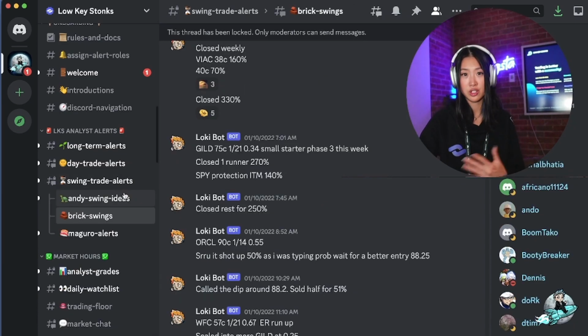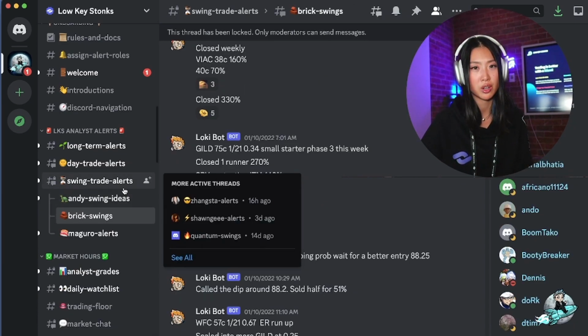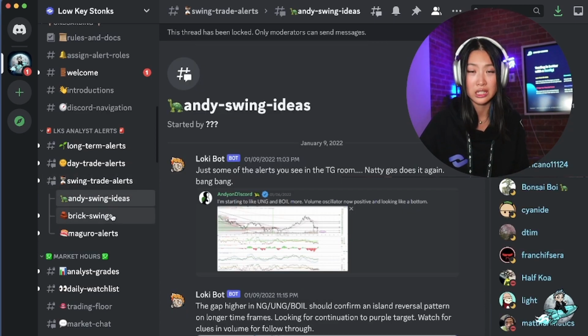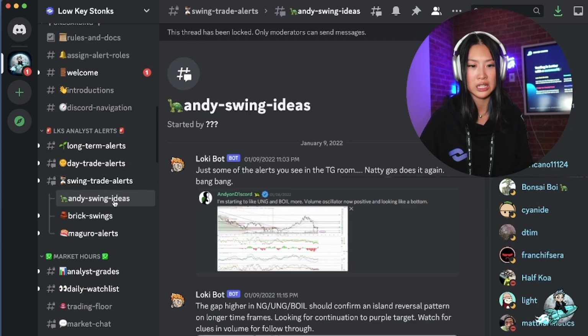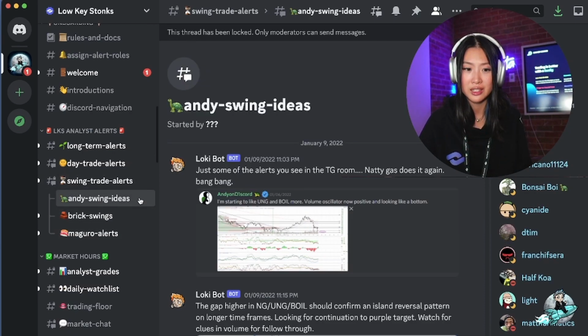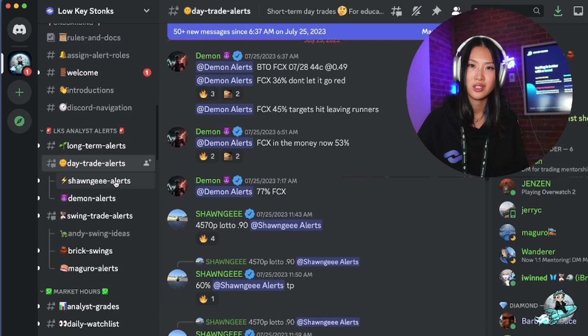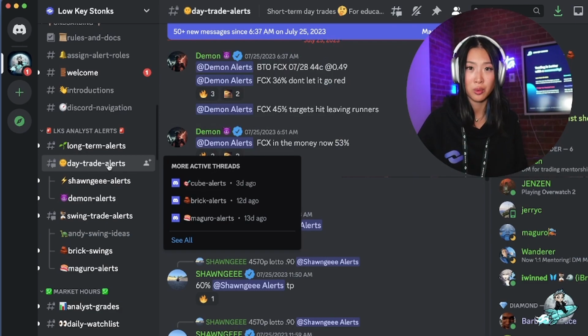Let's say after some period of time, you figure out that you like these 3 analysts' trading styles and you like their trade ideas and alerts, you can join their threads. Now their channels are going to be nested, very organized underneath swing trade alerts. So the whole idea is that you can DIY your sidebar to your liking.